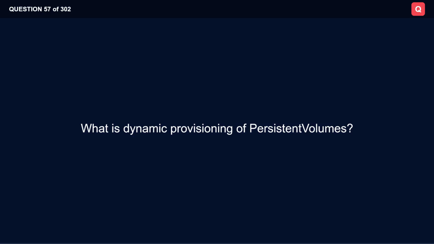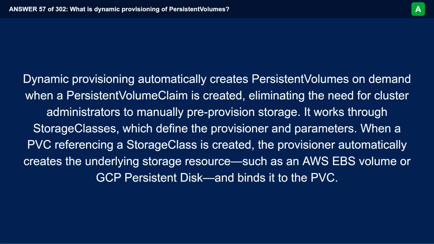What is dynamic provisioning of persistent volumes? Dynamic provisioning automatically creates persistent volumes on demand when a persistent volume claim is created, eliminating the need for cluster administrators to manually pre-provision storage. It works through storage classes, which define the provisioner and parameters. When a PVC referencing a storage class is created, the provisioner automatically creates the underlying storage resource, such as an AWS EBS volume or GCP persistent disk, and binds it to the PVC.